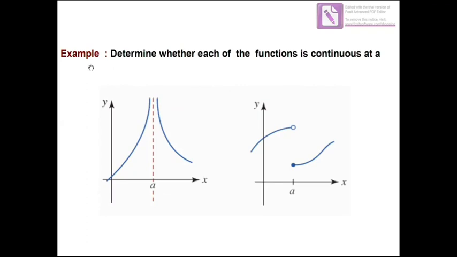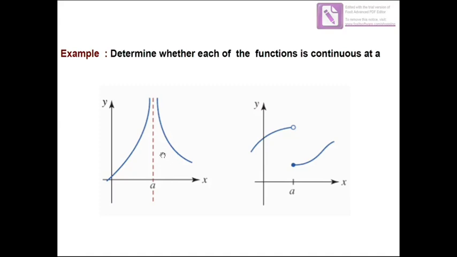So now here we have an example. Determine whether each of the functions is continuous at a. Here we have two graphs. We need to know whether our function is continuous at a or not. We said that the function is continuous if the limit exists, if the value of the function at point a exists, and the value of the limit is equal to the value of the function at this point.